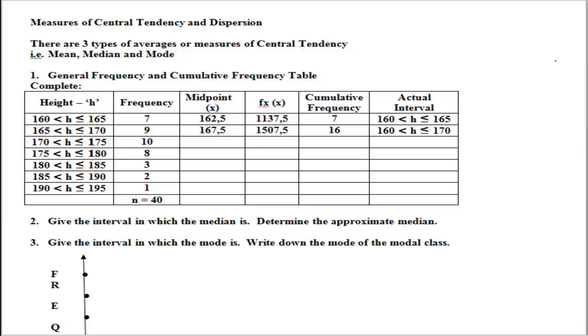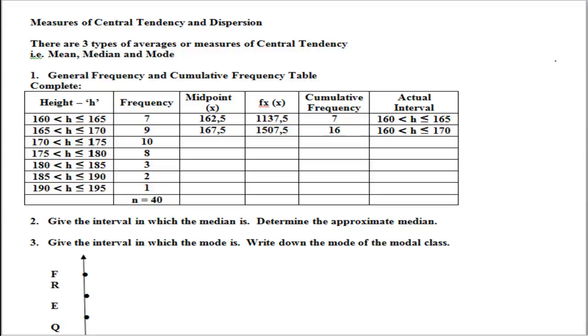Firstly you need to do the midpoints, right? The midpoint is the sum of the two divided by 2. Once you've got your midpoints, then you've got f of x. You've got to multiply your midpoint by your frequency, and that will give you your other values. And then your cumulative frequency: 7, and then 7 plus 9 is 16, plus 10, and when you finish off you should get your 40.